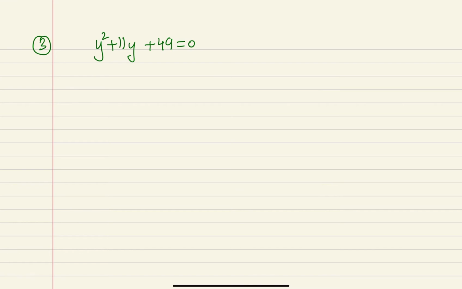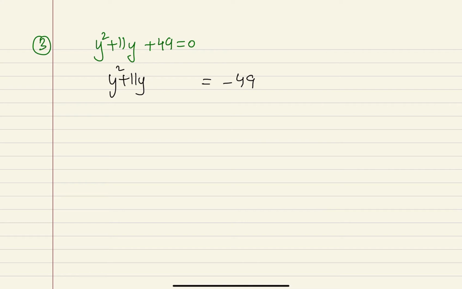y squared plus 11y plus 49 equal to 0. Step number 1 is to move the 49 on the right hand side, and I left some empty space before I put the equal sign. This is where I'm going to figure out what number should be added to both sides.